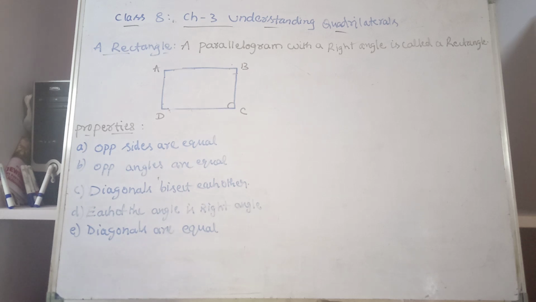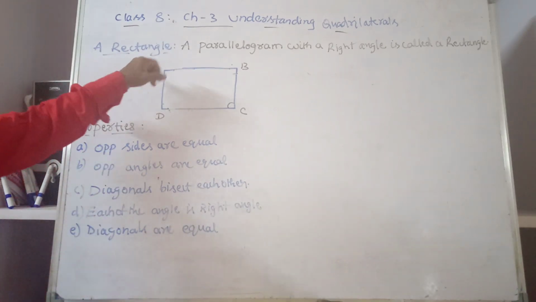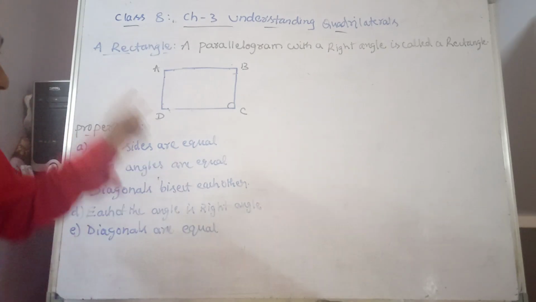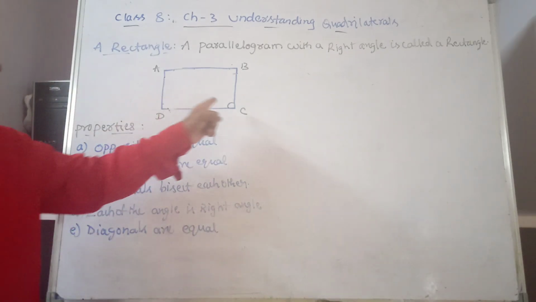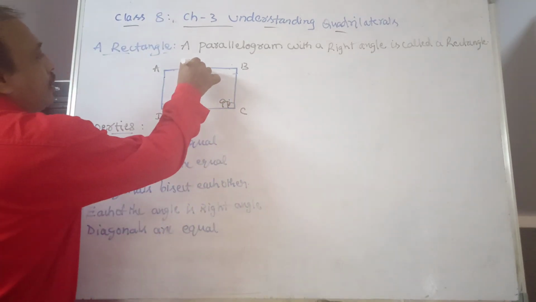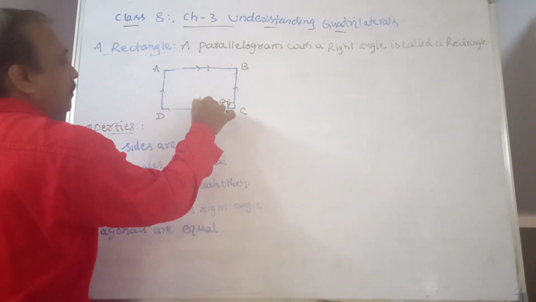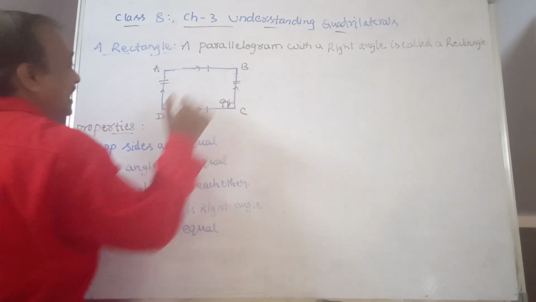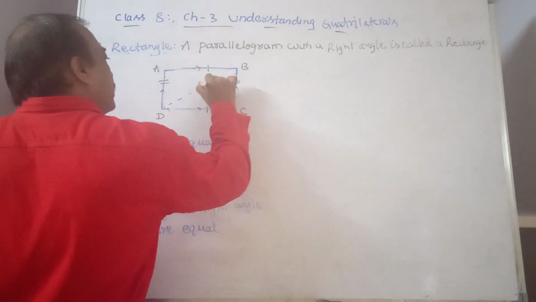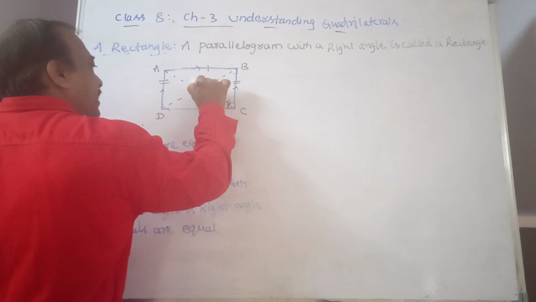Now we will discuss another quadrilateral, which is a rectangle. A parallelogram with a right angle is called a rectangle. It is a parallelogram, but one angle is 90 degrees. We know that in a parallelogram, opposite sides are parallel and opposite sides are equal, and the diagonals bisect each other at a point. These are all the properties of a parallelogram.